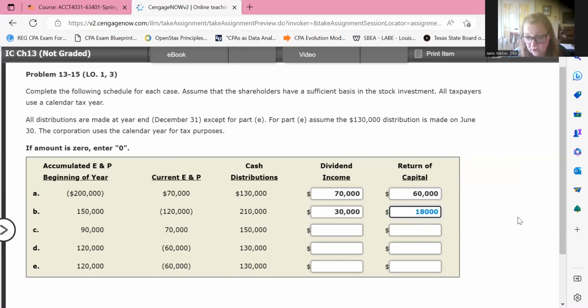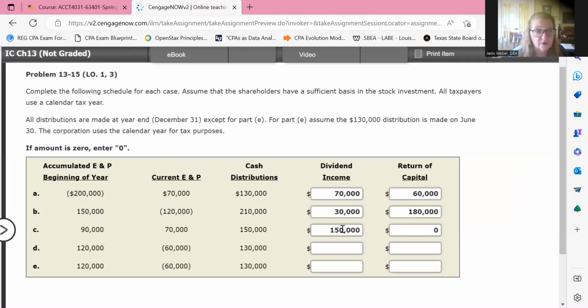So we can take 30,000 as a dividend and the remainder is return of capital, and all these assume it's just one payment. It's at the end of the year, 180,000. Is that too many zeros? No, that's right. Okay, then the third scenario, we have positive on both sides, 160,000 total. That means there's no question about it. There's earnings and profits to cover all of the distributions, so they're all dividends. And there's no return of capital.